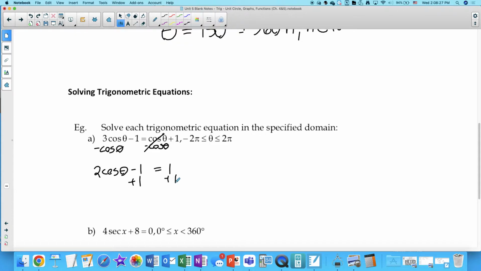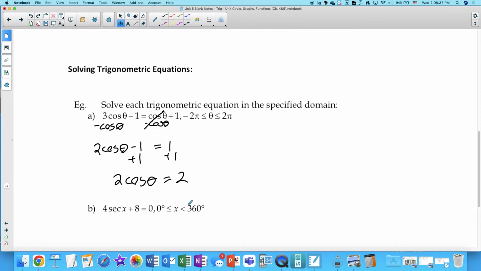And what I get is 2 cosine theta equals 2. Okay, so essentially what you want to do is isolate the trig ratio. So if 2 cosine theta equals 2, if we divide both sides by 2, then we will get cosine of theta equals 1. Okay, so we're looking for the angle for which the cosine of that angle is equal to 1. Do you guys know what that is?